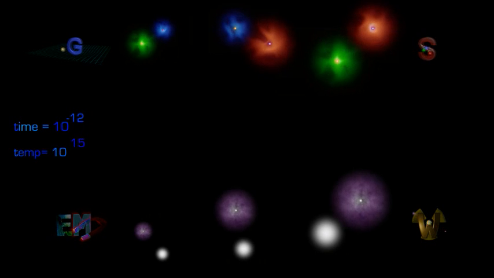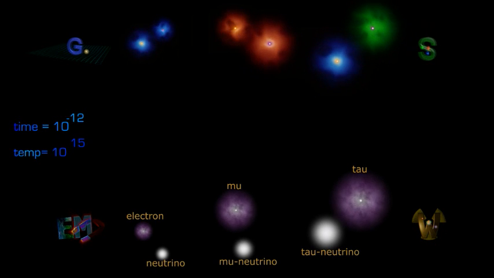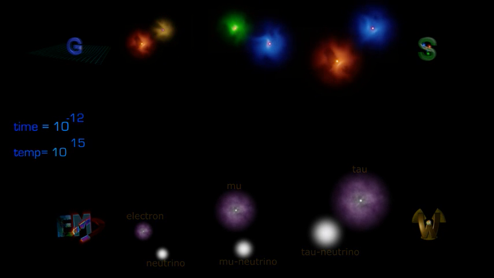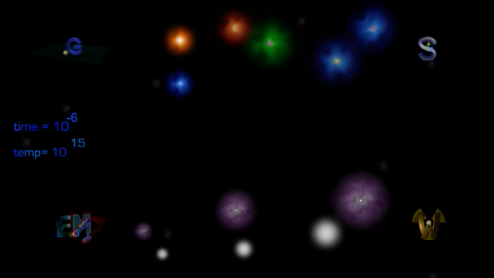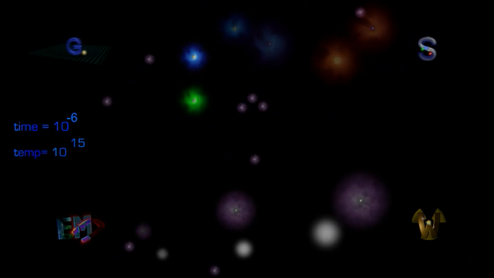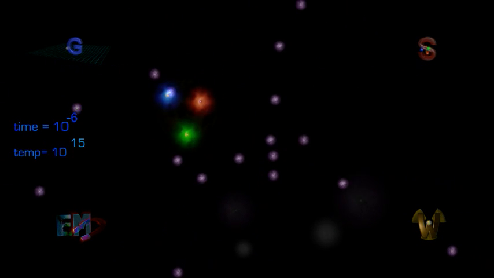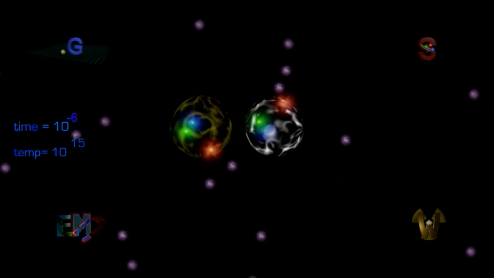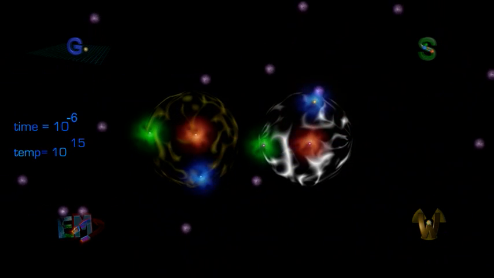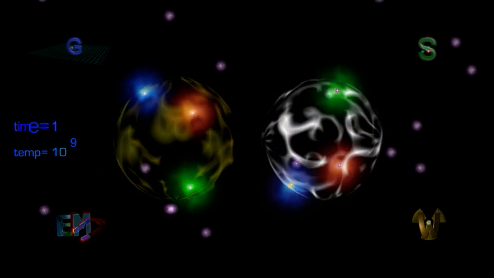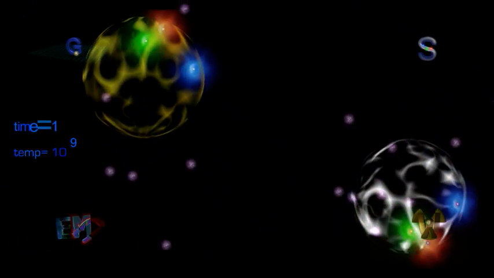At this point, all 6 types of leptons have formed, including the electron. At 10 to the minus 6 seconds, up and down quarks have formed protons and neutrons. All heavy quarks have decayed. All heavy leptons have decayed. All antimatter has disappeared. And by the time the universe is only 1 second old, protons and neutrons are already getting together to form the lightest atomic nuclei.